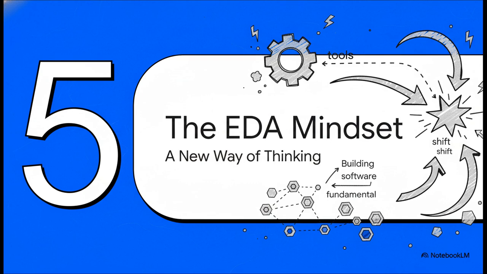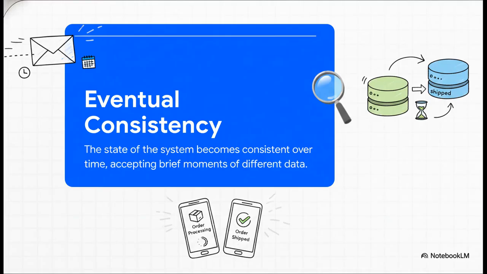All of this leads to one final, really crucial point. Event-driven architecture isn't just about the technology. It's a complete shift in how you think about building software. It's a new mindset. You have to get comfortable with an idea called eventual consistency. See, in a normal database, everything is updated instantly and all at once. But in an event-driven world, it might take a few milliseconds for a change to get to every single service. That means for a very brief moment, different parts of your system might have slightly different data.